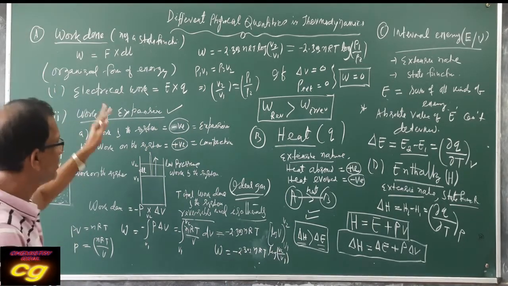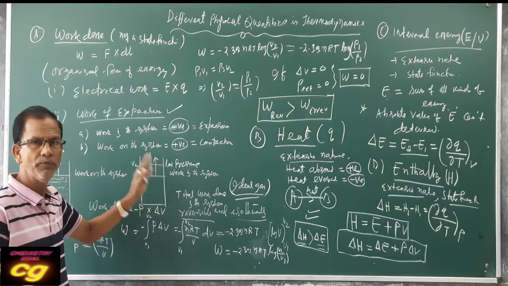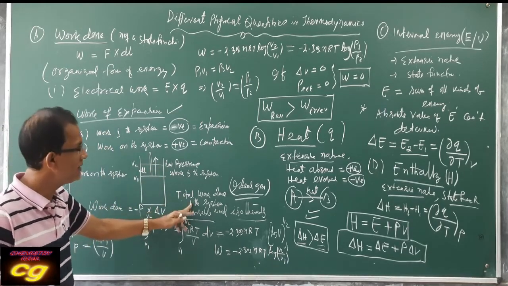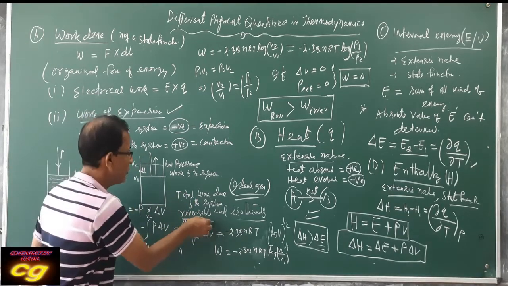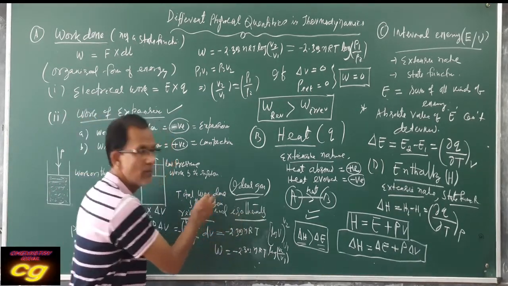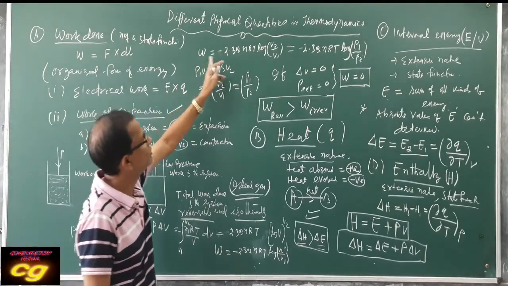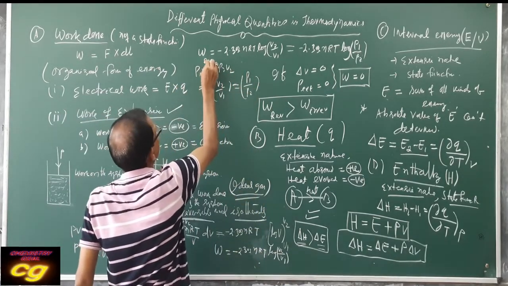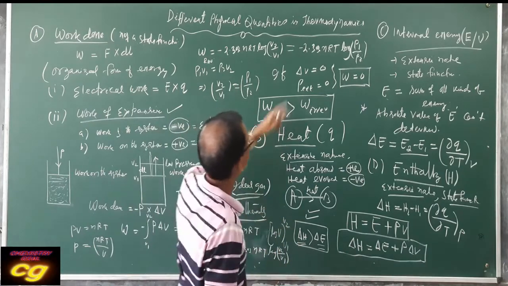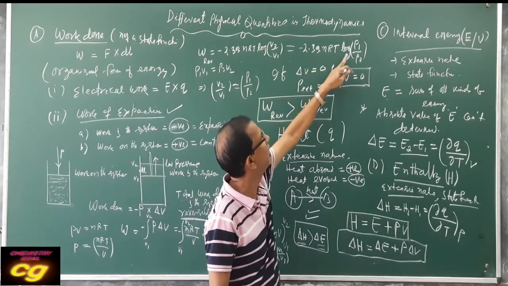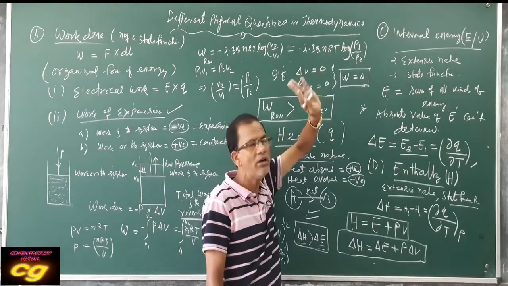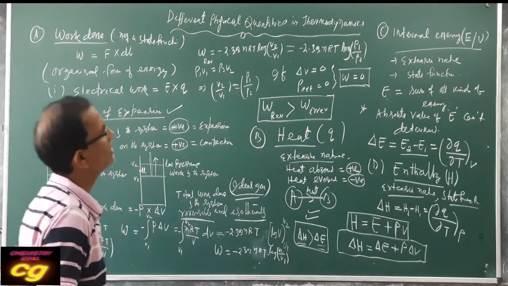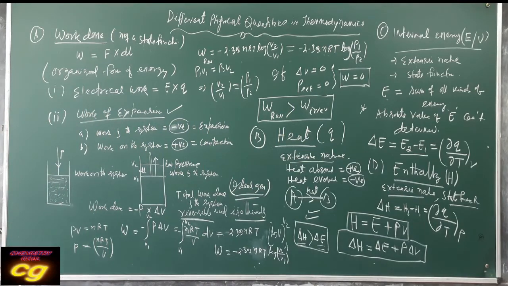And how the work is done for the expansion of the gas isothermally and adiabatically and reversibly. This is an ideal gas, reversible change and isothermal change. The work done, W, this is the reversible work done, W reversible is equal to minus 2.303 nRT log P1 by P2. What is n? Number of moles. R is the gas constant, T is the constant temperature. So this is regarding the relation between different physical quantities and their expressions.